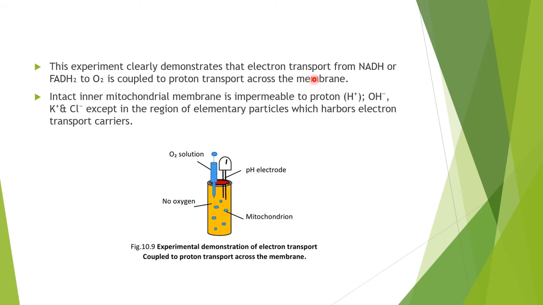Once oxygen is not there, there will be no transport of electrons and no pumping of protons. In addition, the intact inner mitochondrial membrane is impermeable to protons, hydroxyl ions, and potassium, except in the region of the elementary particles, which harbor the electron transport carriers. So the rest of the membrane is impermeable. It is only permeable in the crista area where the elementary particles are present.